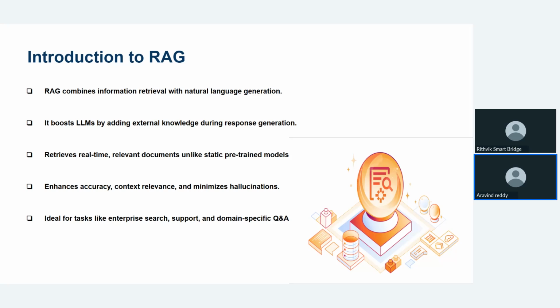Retrieve means real time. So you can capture the information from real-time, relevant documents, unlike static pre-trained models. Right? In that way, you can use these models and enhance the accuracy and context relevance, isn't it? So generally, for example, yeah, just a minute, guys.